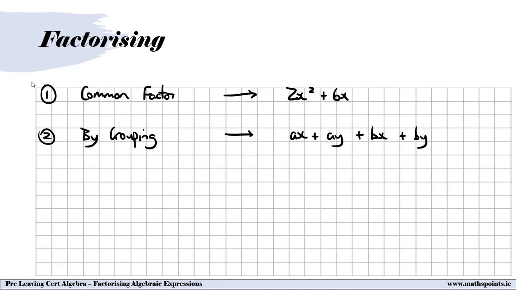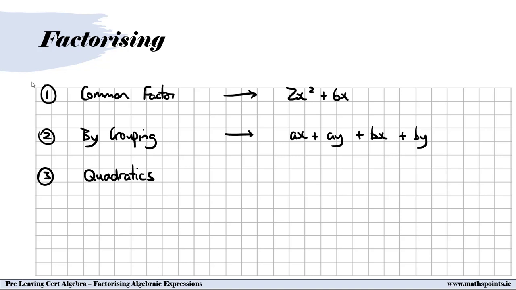And what we're going to have to do is group them together and then factorize them in groups. And we'll see how that works in an example later on. Number 3 is the most important, I would say, type of factorizing, as it's the one we probably see the most often, which is factorizing quadratics.